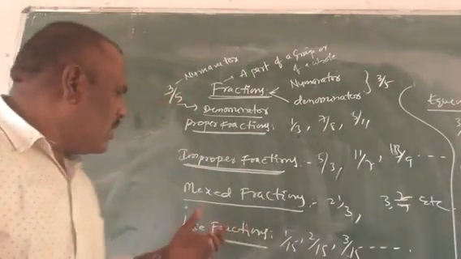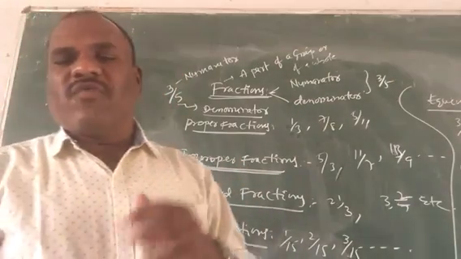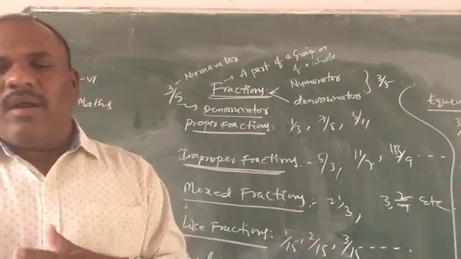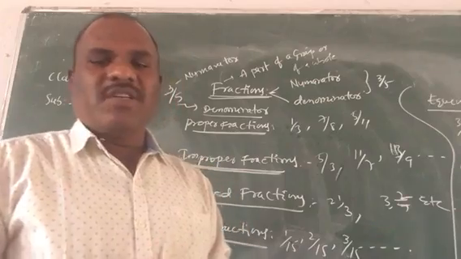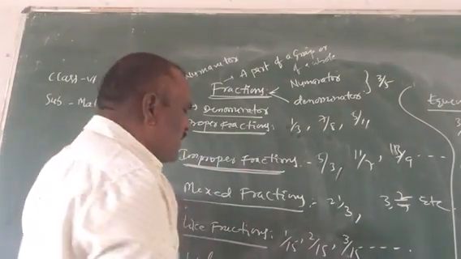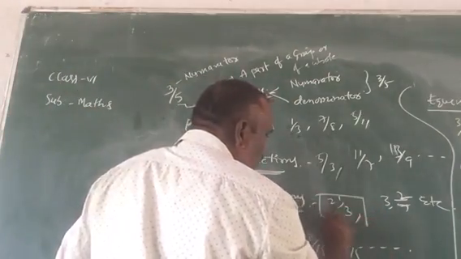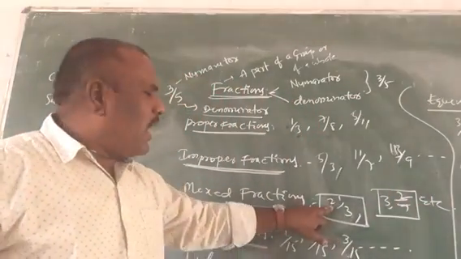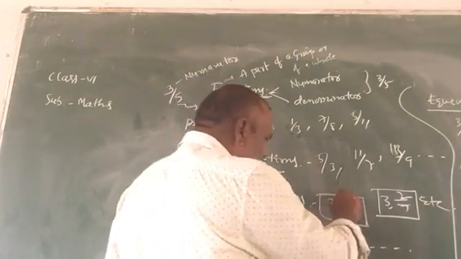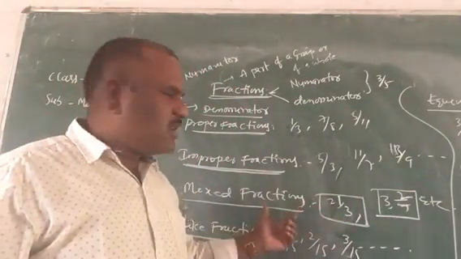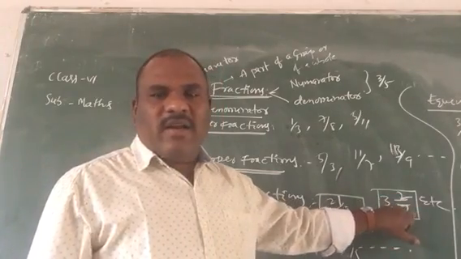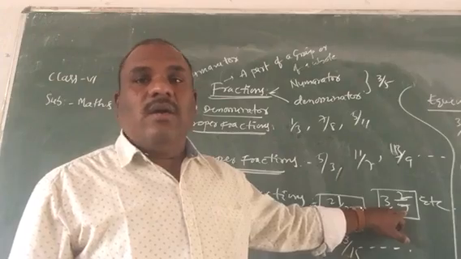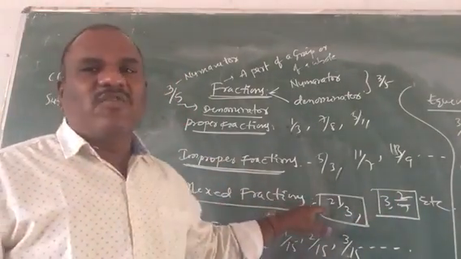Okay, children? Next, mixed fractions. So what are mixed fractions? A combination of a whole number and a proper fraction. For example, children, 2 1 by 3 and 3 2 by 7. 2 1 by 3 is an example of a mixed fraction. And here 3 2 by 7 is also a combination of a whole number and a proper fraction. It is also called a mixed fraction.